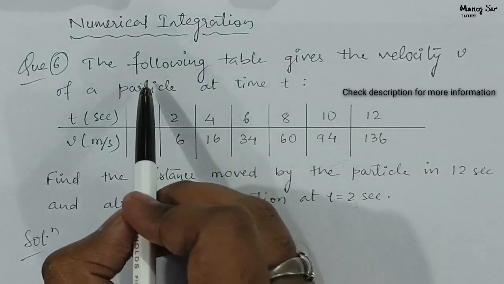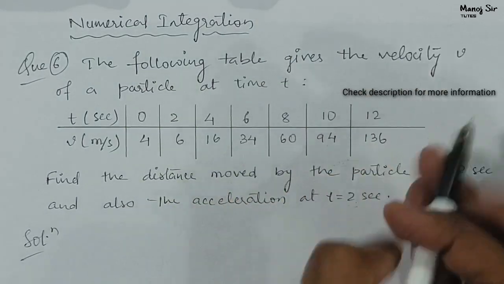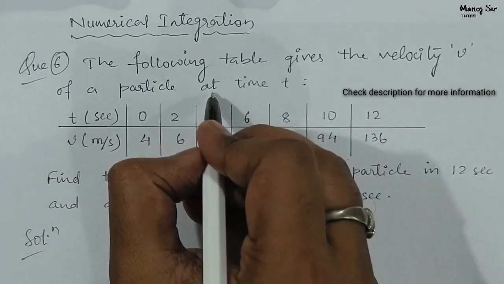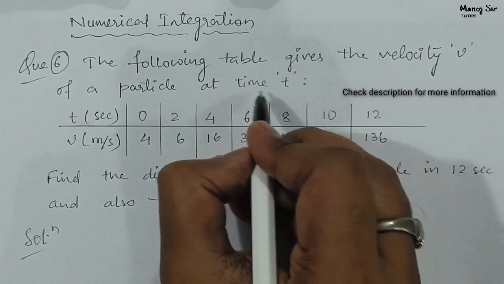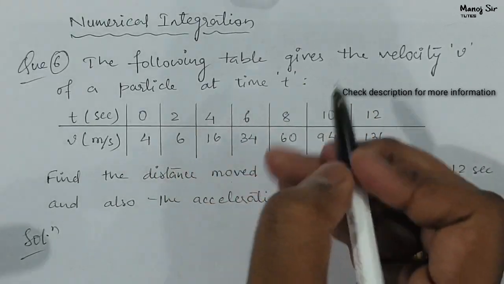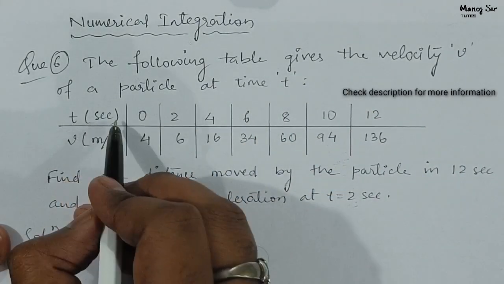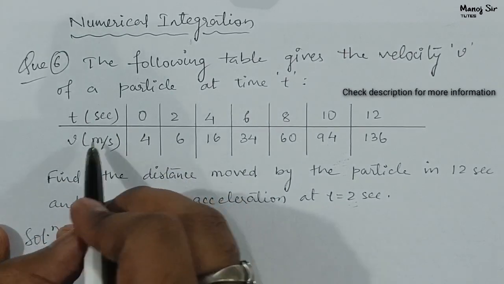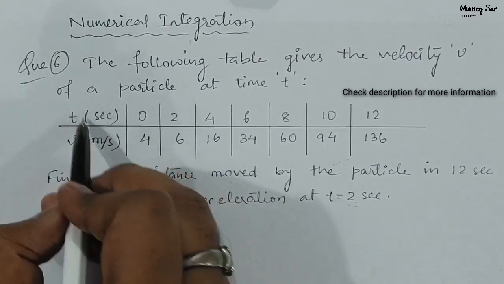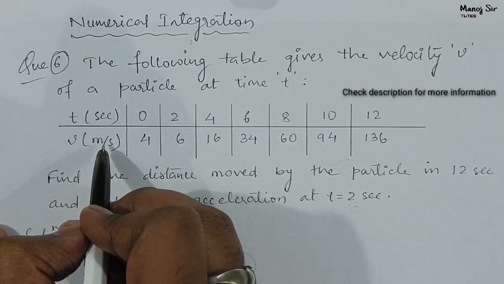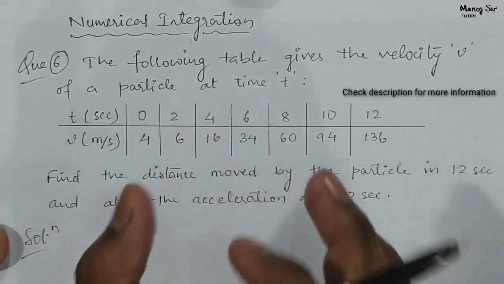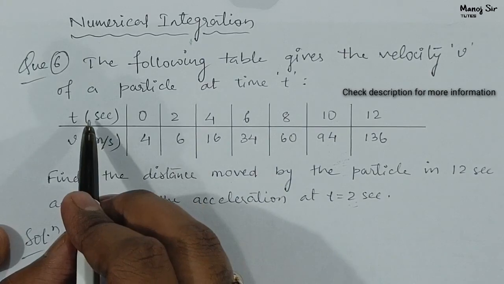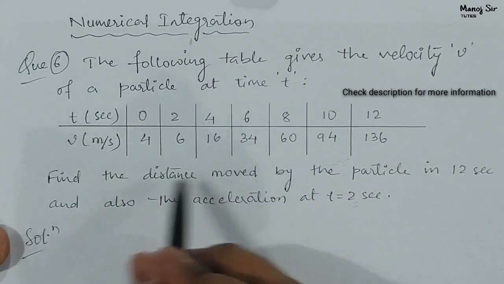The question says the following table gives the velocity v, small v, of a particle at time t. Time is given as small t. This is the table: at t equal to 0 seconds, velocity is 4 meters per second. Here you can see the time is given in seconds and velocity is in meters per second, so proper units are given in the problem. The time goes from 0 to 12 seconds.